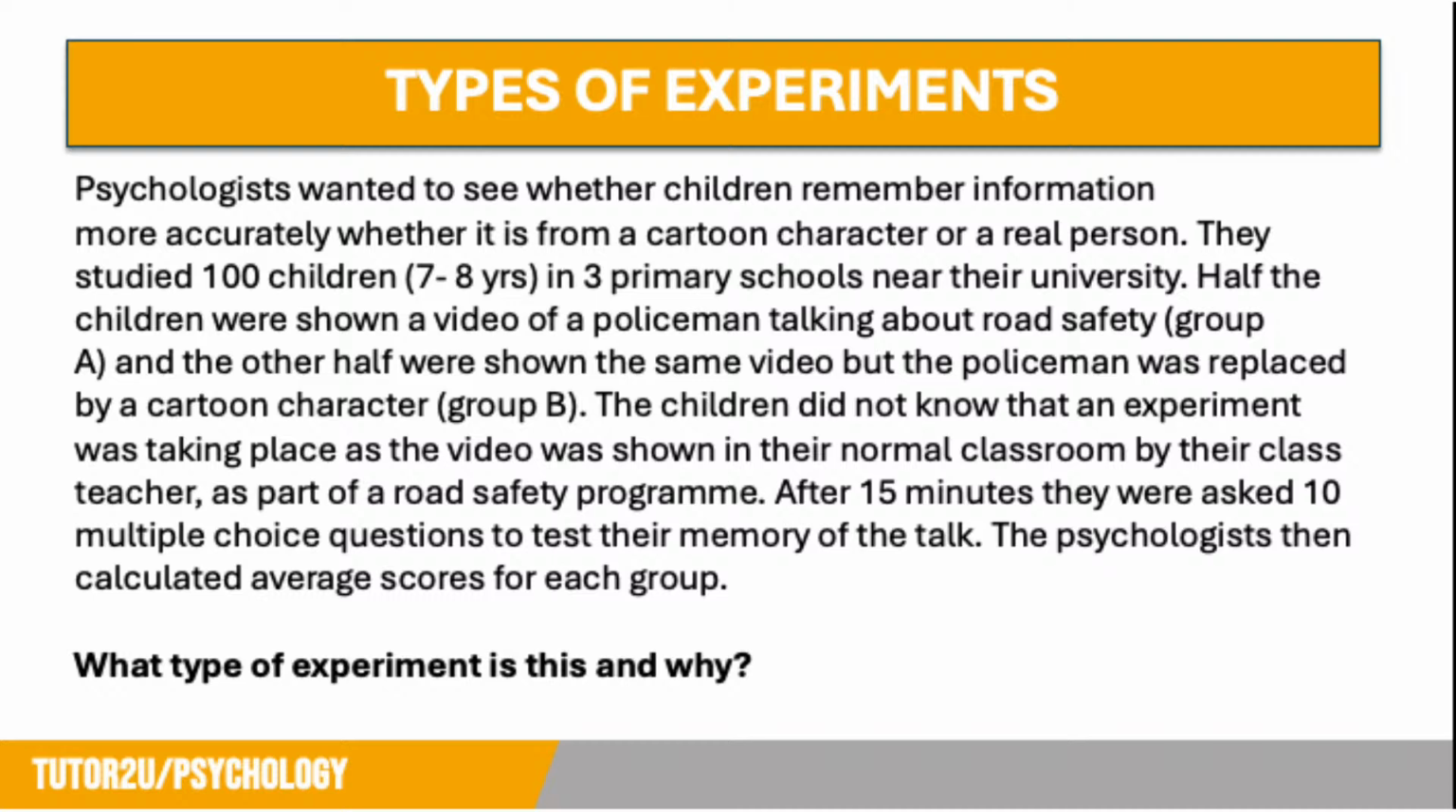Psychologists want to see whether children remember information more accurately from a cartoon character or a real person. They studied 100 children aged 7 to 8 years in 3 primary schools near their university. Half the children were shown a video of a policeman talking about road safety, which was group A, and the other half was shown the same video, but the policeman was replaced by a cartoon character. That was group B. The children did not know that an experiment was taking place, as the video was shown in their normal classroom by their class teacher as part of a road safety program. After 15 minutes, they were asked 10 multiple choice questions to test their memory of the talk. The psychologist then calculated average scores for each group.